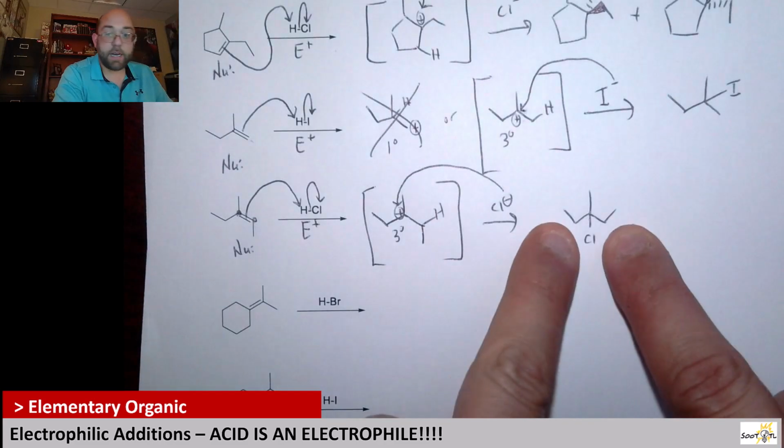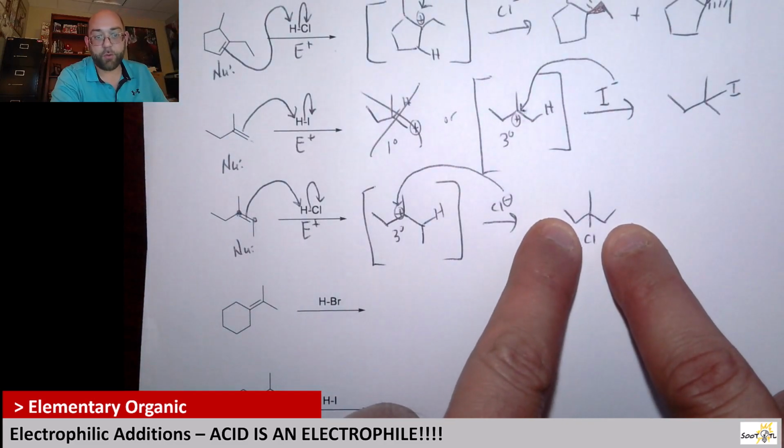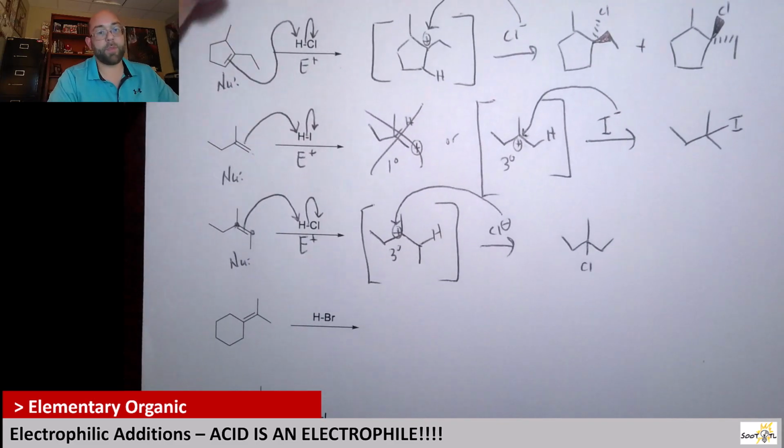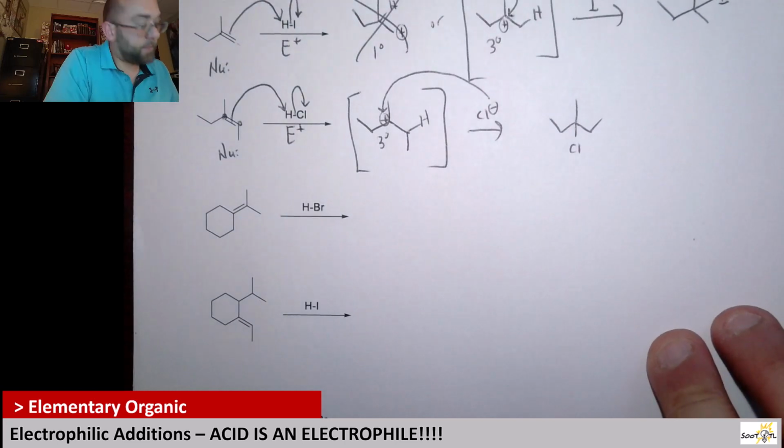If you notice, it's not a new chiral center because it has two ethyl groups on it. So I don't have to worry about a dash or a wedge there. All right. Okay, next up.